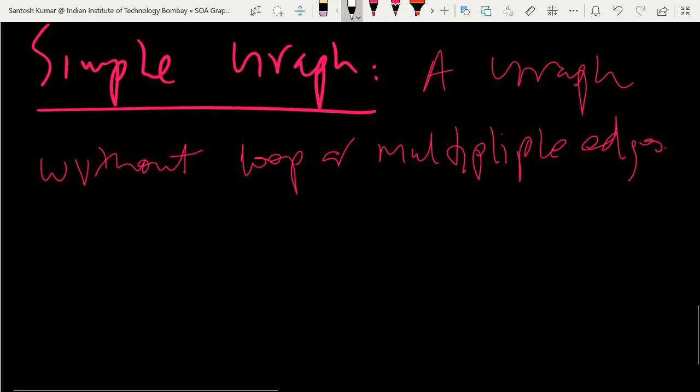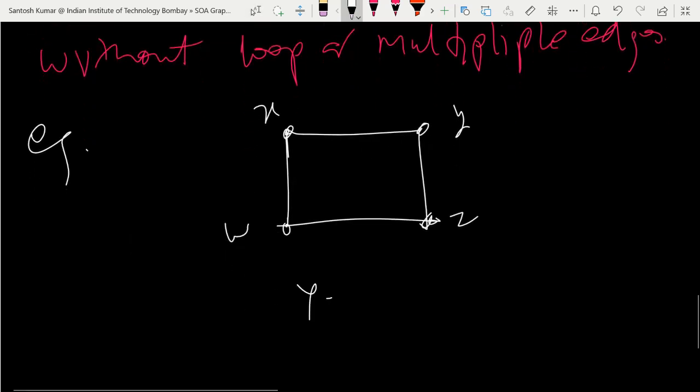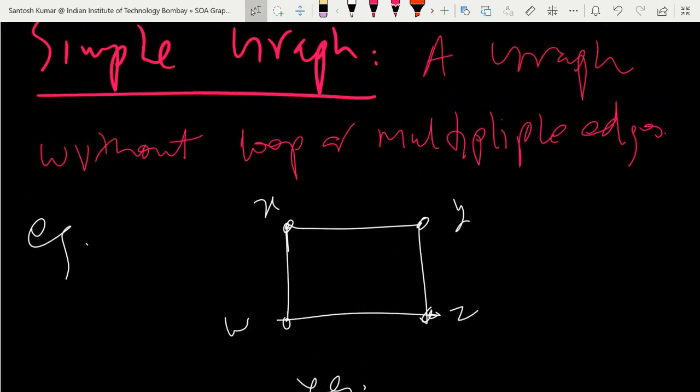So for example, if you make, is it a simple graph, what I made, like x y z w? Yes or no? Yes, so this is a simple graph, right? So if you take any loop or if you make any multiple edge, then it will not be a simple graph.